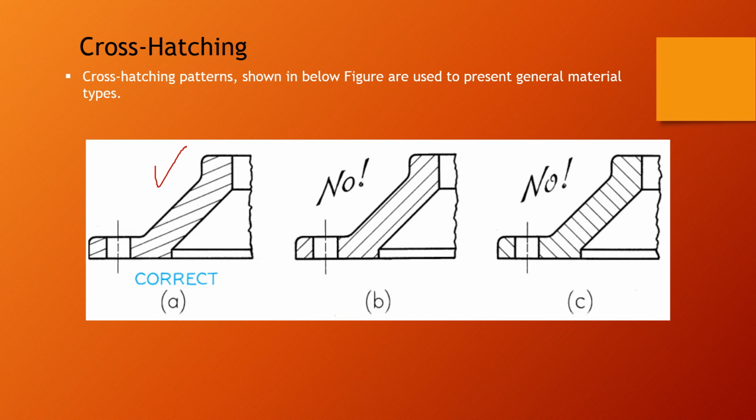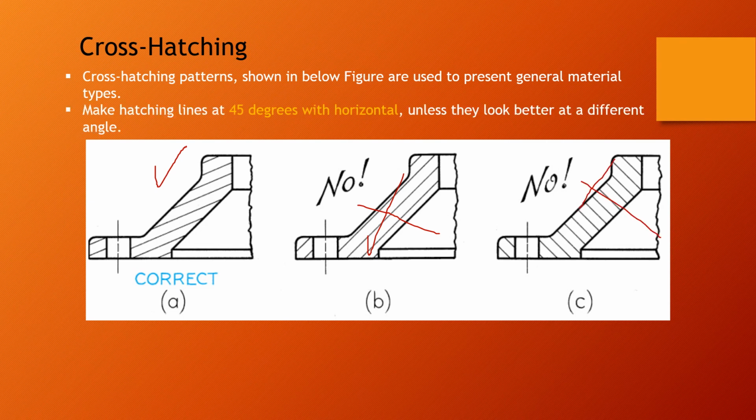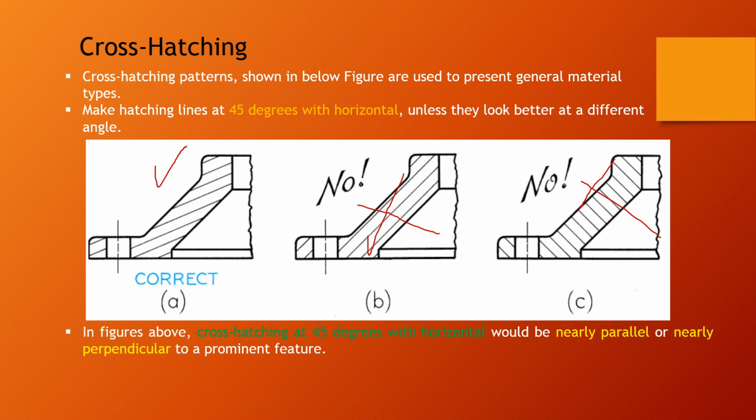Okay, that is the wrong one. Do not do this one, do not make the mistake. Look, here are hatching lines that are not proper, this is not 45 degree. And also this one, he has made a mistake. Make hatching lines at 45 degree with horizontal, please. Only the A side is correct, B and C are incorrect, they are wrong unless they look better at a different angle.